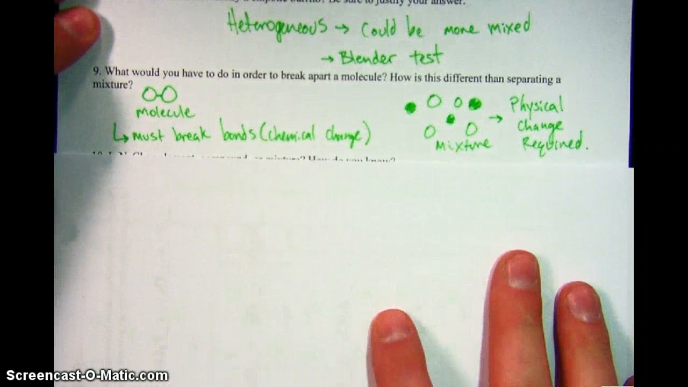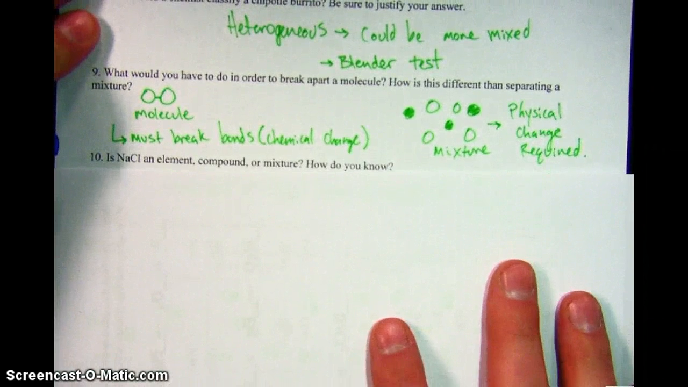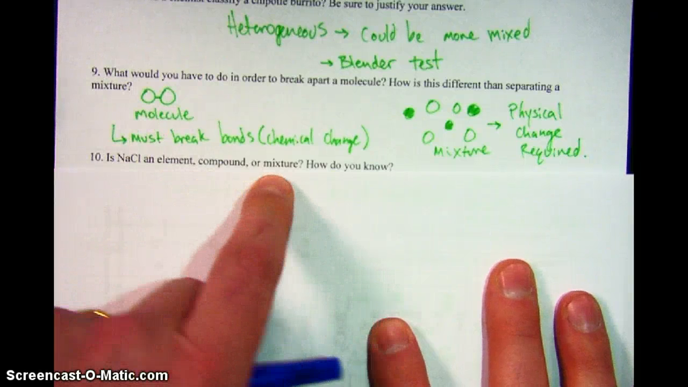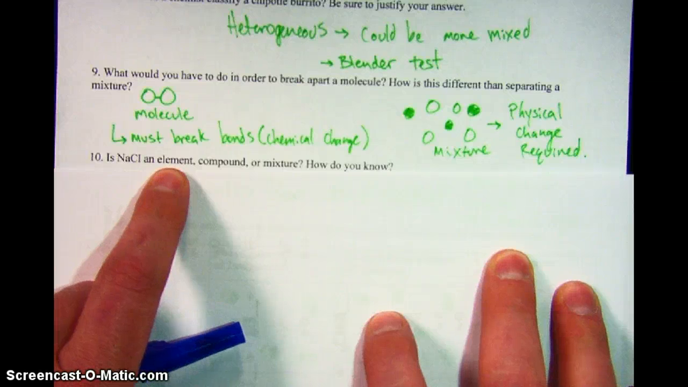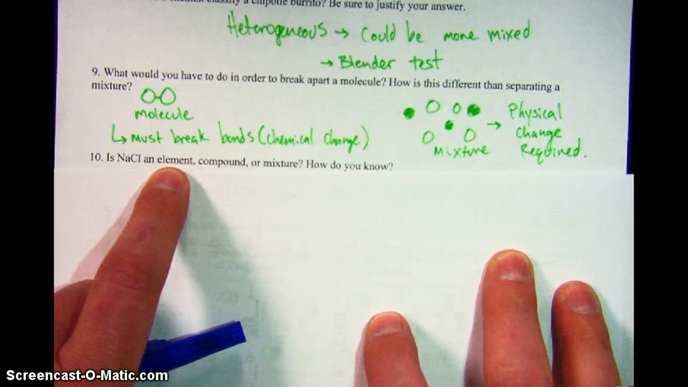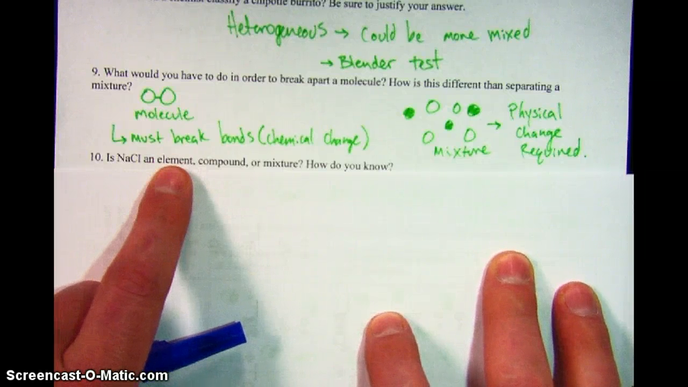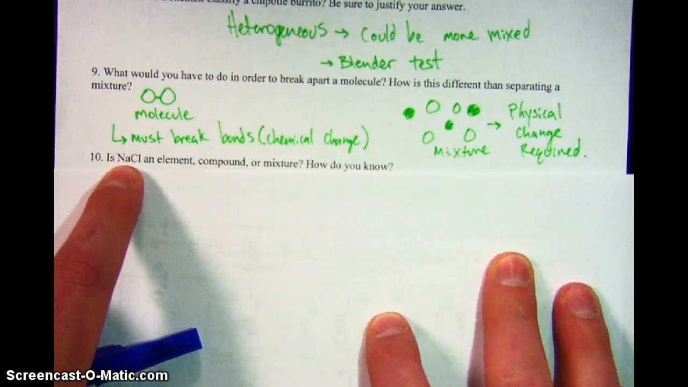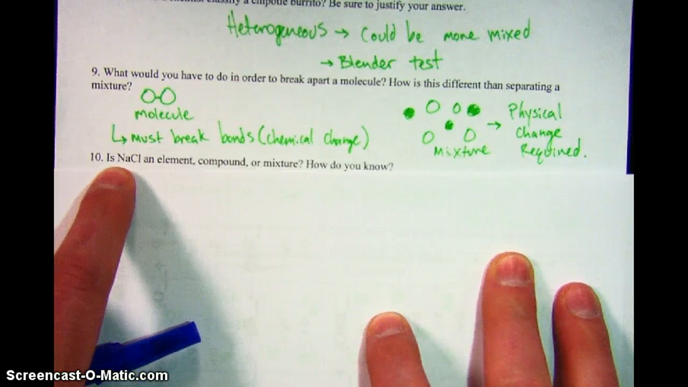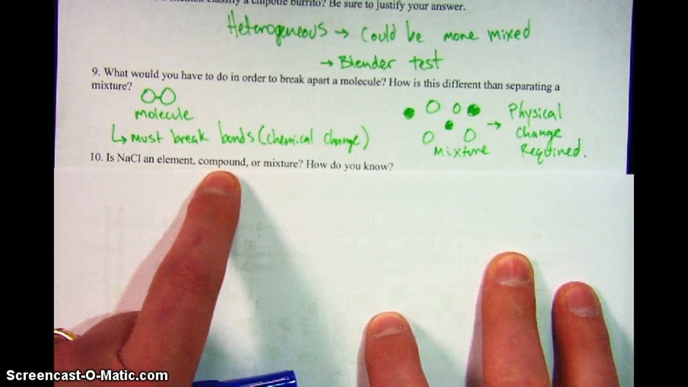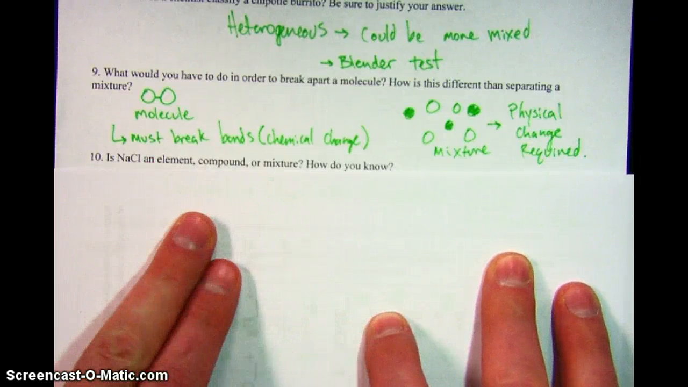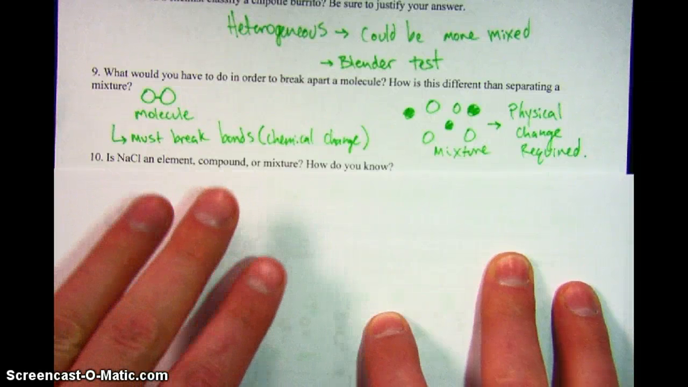Number 10. It says, is NaCl an element, compound, or mixture, and how do you know? Well, let's just go one at a time. In order to be an element, you must be more than one of the same type bonded together. Automatically, we can tell that this is not an element because those are 2 types, Na and Cl, so it can't be an element. For a compound, it must be more than one type, bonded together, and more than one.